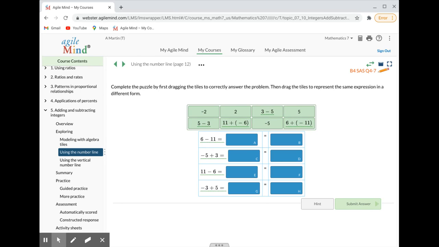-5. You're right. It is -5. All right. And so what would B be equal to? Like, what's another number sentence that would be equal to -5 out of those that we were given?